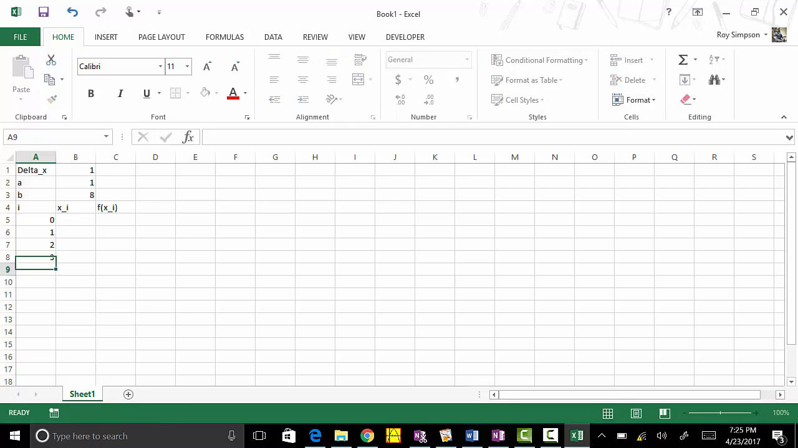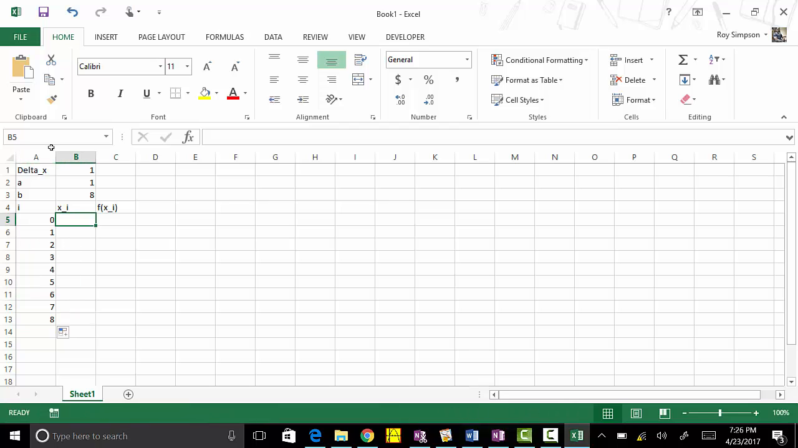Because I don't have a mouse hooked up, I actually have to type these in. Oh, no, I don't. I can do this and drag down. I think I can drag down. There we go. All right.